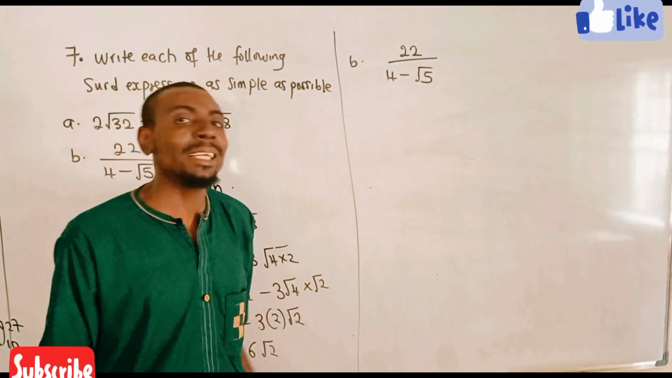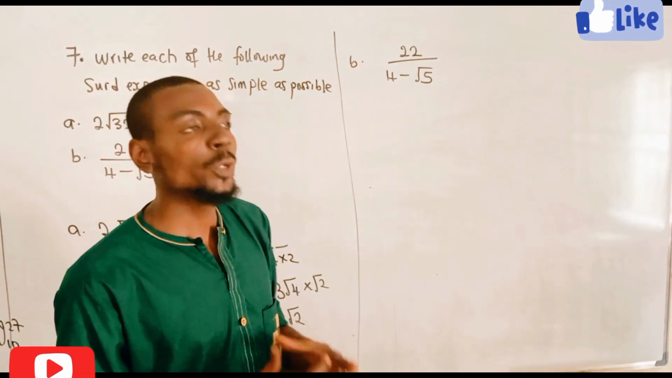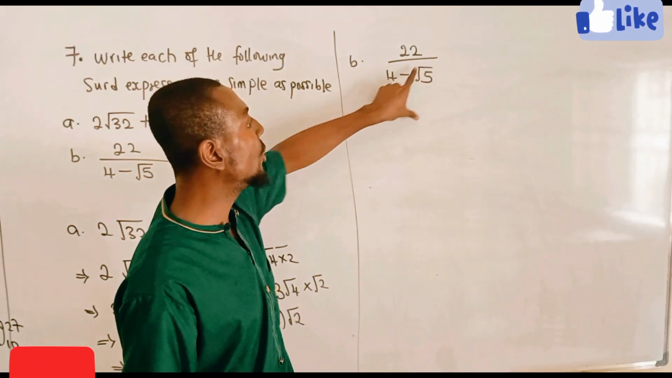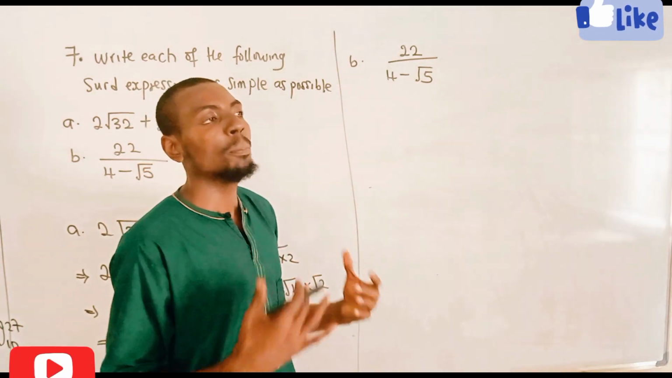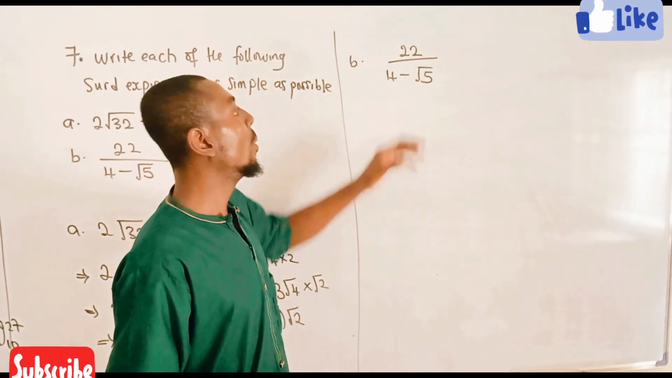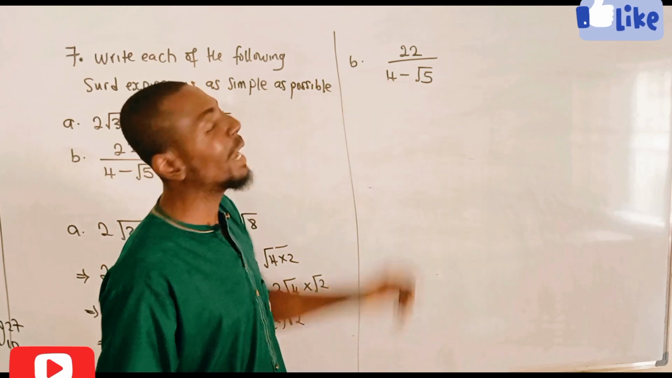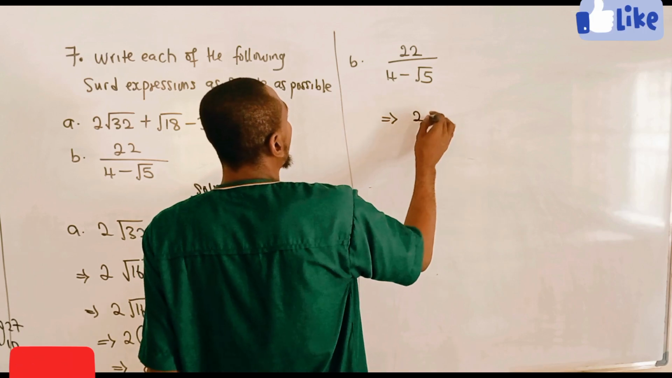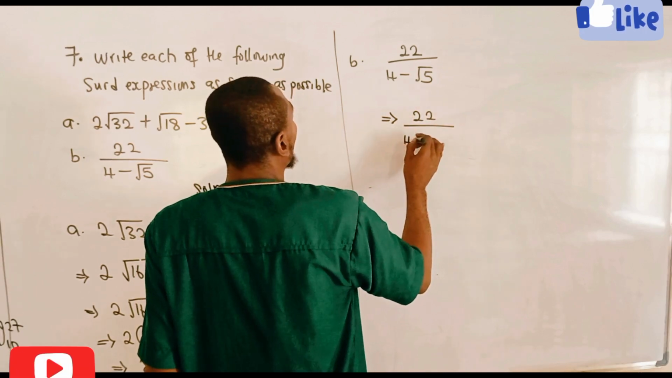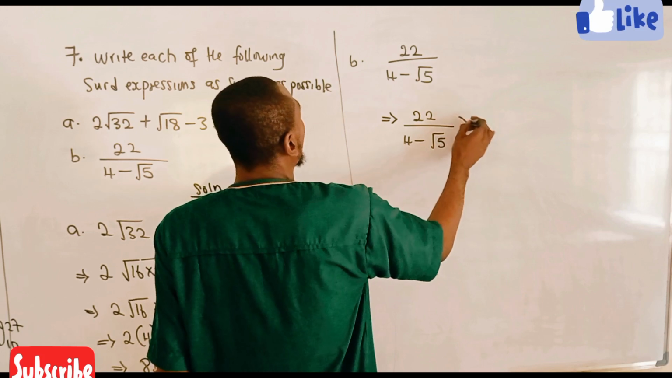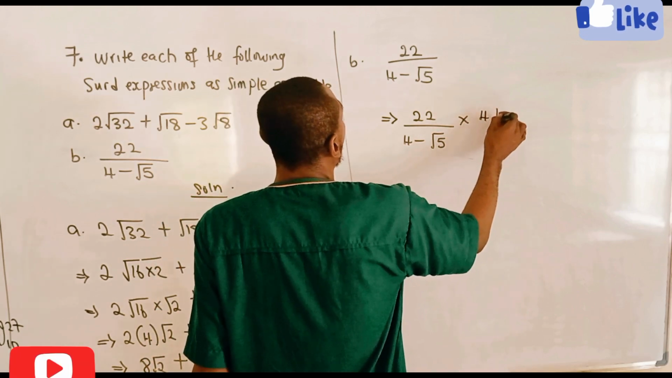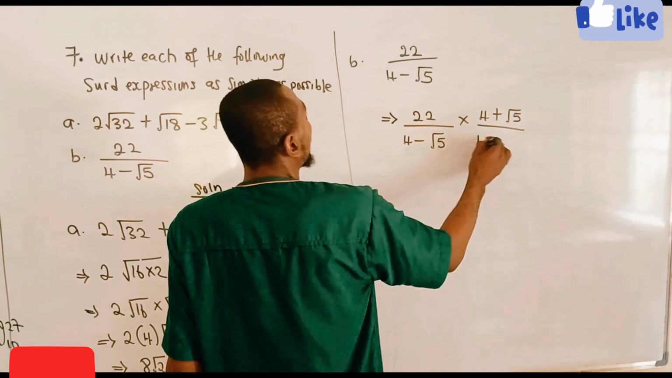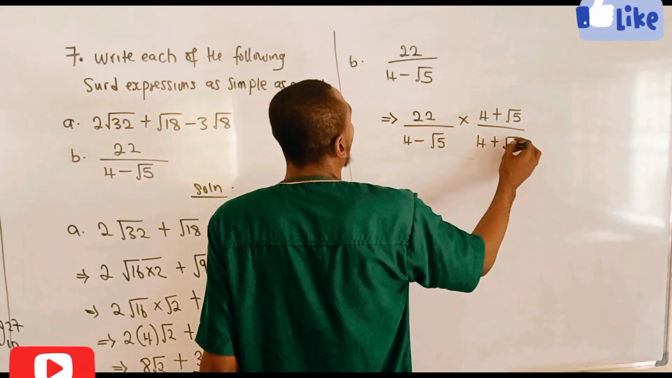So we're going to use rationalization. And if you want to rationalize, that's rationalization by conjugate. The conjugate of this denominator is changing this minus to what? Plus. Okay? So the conjugate of 4 minus root 5 is 4 plus root 5. So we're going to multiply both the numerator. This is 22 over 4 minus root 5. We're going to multiply everything at the top with 4 plus root 5, that is the conjugate of 4 minus root 5, divided by the same thing, 4 plus root 5.